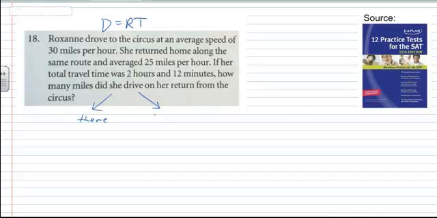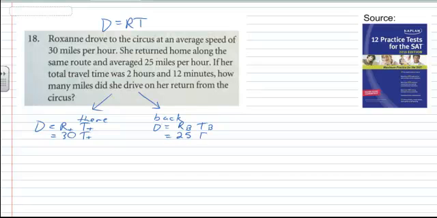On the way there, the distance on the way there equals the rate on the way there times the time on the way there. The rate on the way there is 30, so D equals 30 tt. On the way back, the distance on the way back equals the rate on the way back times the time on the way back. The rate on the way back is 25, so D equals 25 tb.